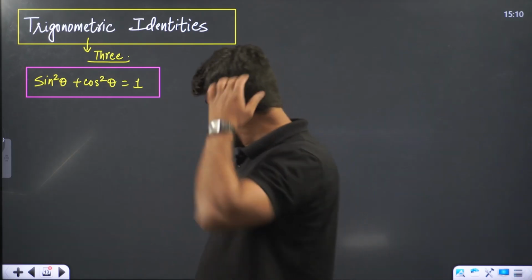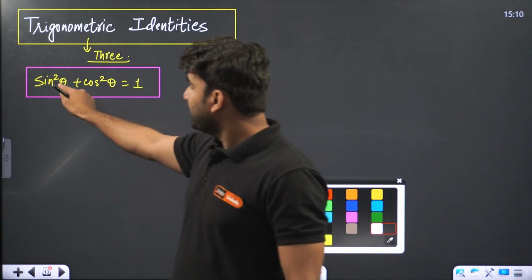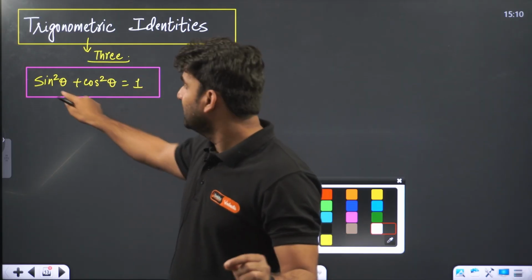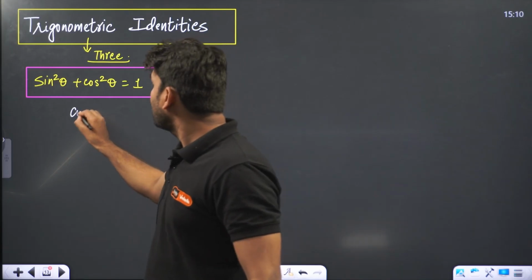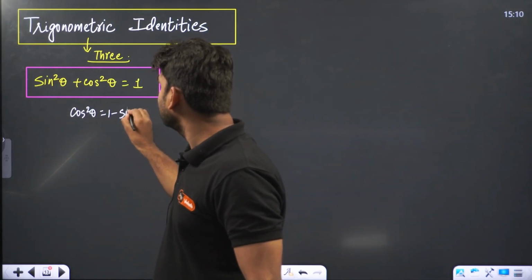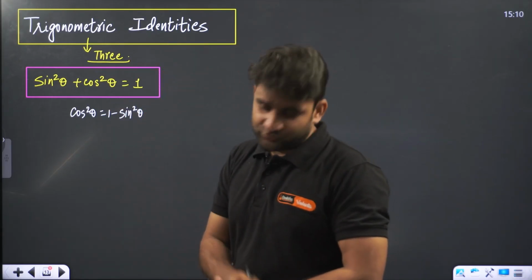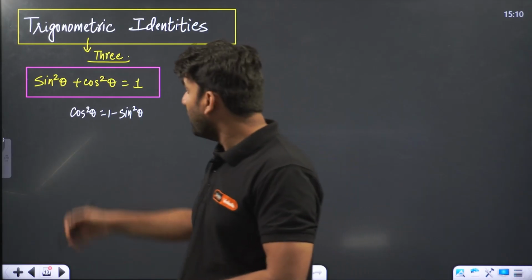Now, let me give you the different forms of this. Sine square theta plus cos square theta is equal to 1. Now, let's do one thing. Shift this sine square theta to that side. So my dear, cos square theta can be written as 1 minus sine square theta. Clear? This is the first. So sometimes we can replace cos square theta by 1 minus sine square theta.